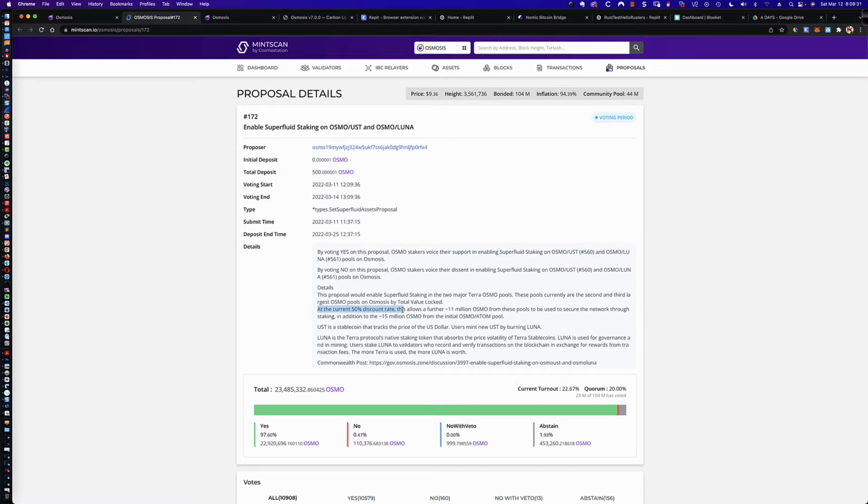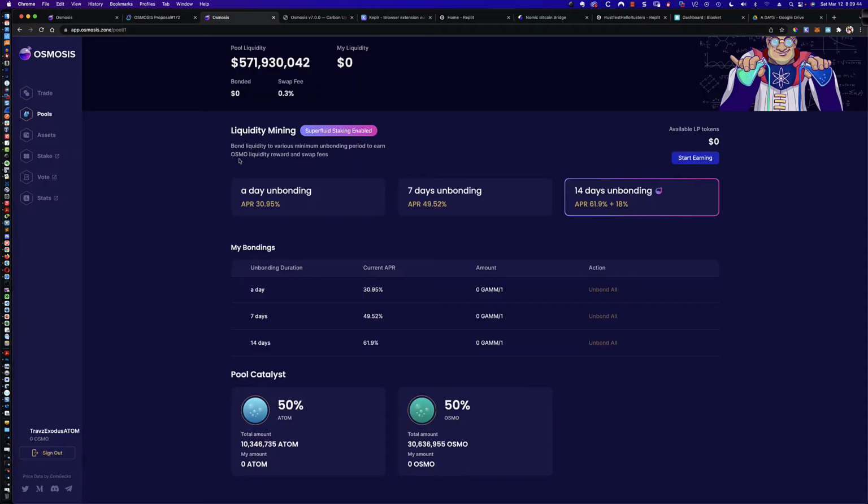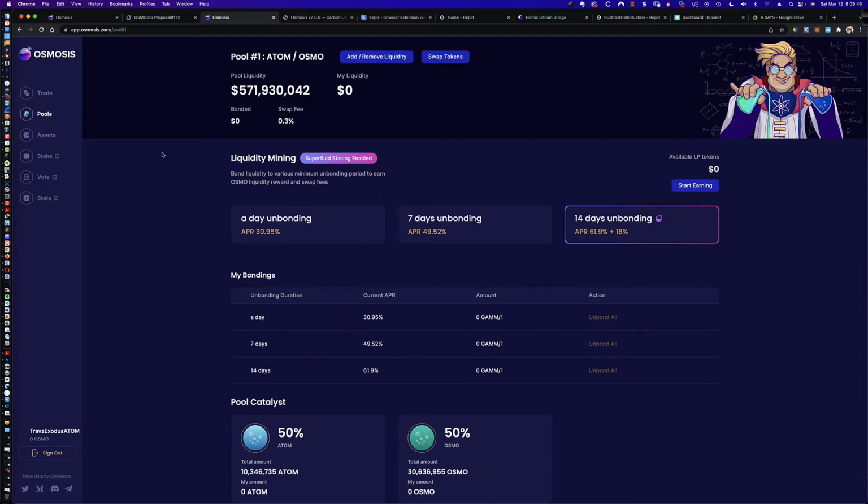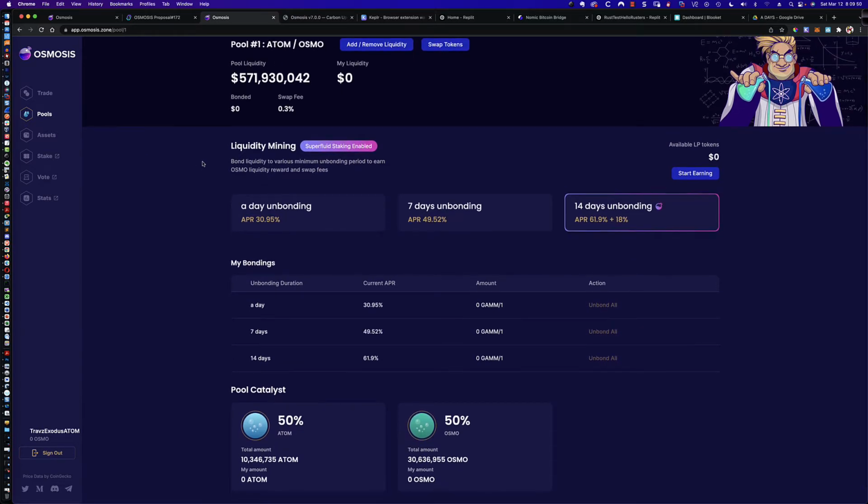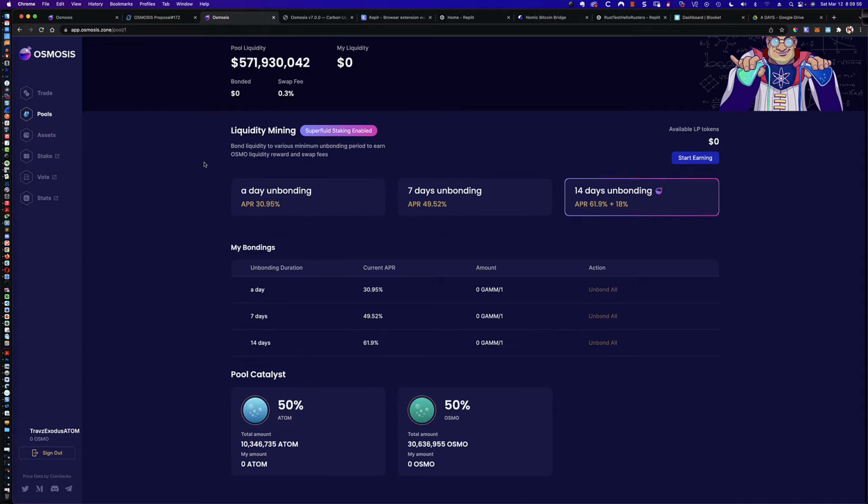Now, there's some information down here. It says at the current 50% discount rate, this allows a further 11 million Osmo from these pools to be used to secure the network through staking. So what are they referring to there? Well, if we take a look at the Osmo Atom pool, and this is pool number 1. This is the pool where Superfluid Staking is already enabled. In fact, this is the only pool in the Osmosis Zone where Superfluid Staking is enabled.